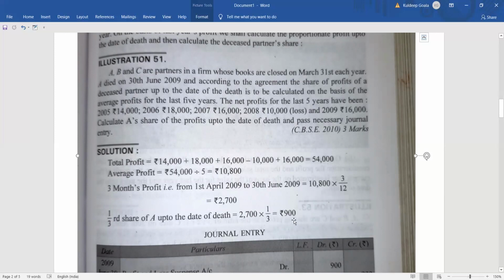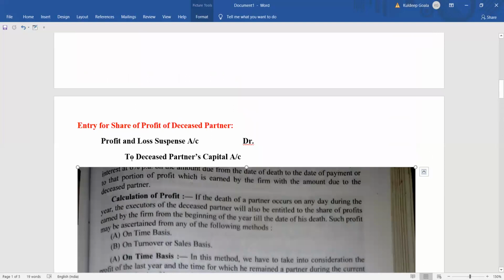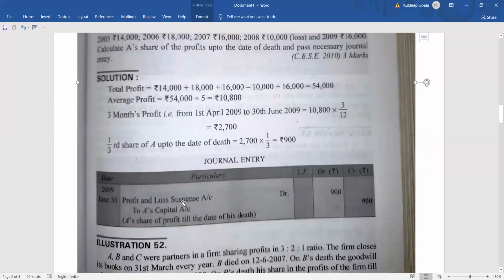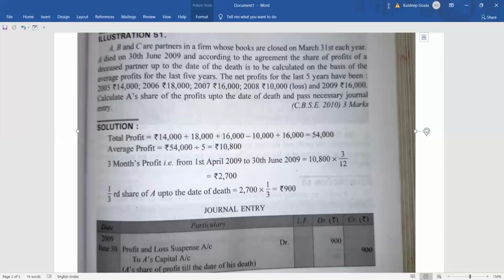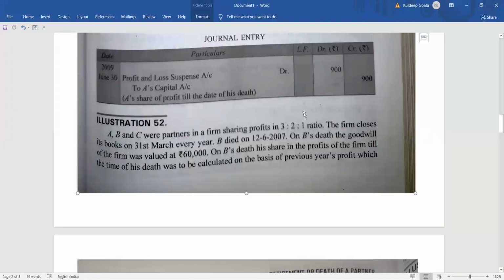Okay. And we know the journal entry. Just now we saw that. It will be profit and loss suspense account debit to A's capital account, isn't it? Profit and loss suspense account debit to A's capital account. You can see here profit and loss suspense account debit 900 to A's capital account 900. I hope all of you understood this concept. Okay, is it clear? Right. Okay, so now we will move to the next sum. So let's take up another question.